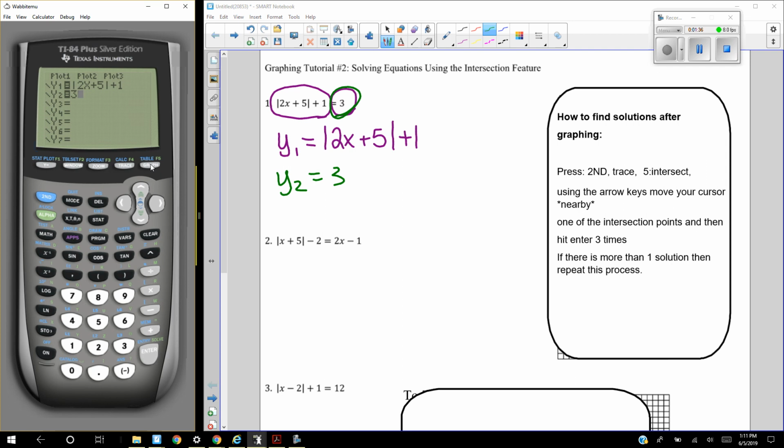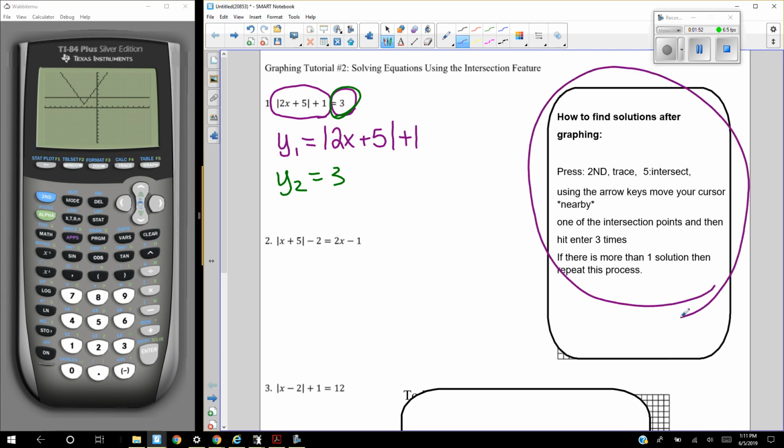You can hit graph if you want, but really that's not where we're going to get the solution. We don't eyeball that in case they intersect at decimals. I believe they do in this case. Instead, and you've got the steps actually right here written down, you might want to write those down if you're afraid you're going to forget them. But once you have the equations in there, you're going to press second trace, and we want to find out where the graphs intersect. So number 5.